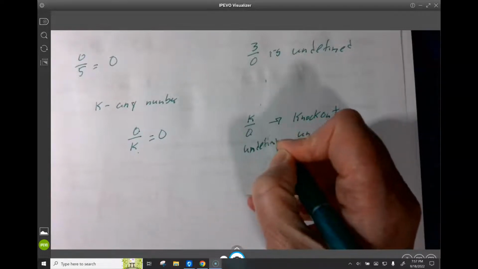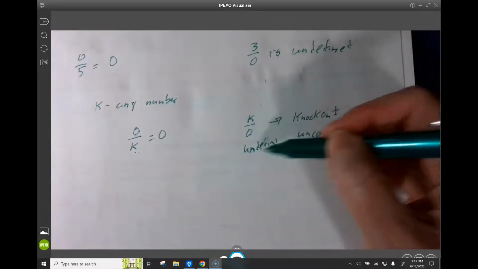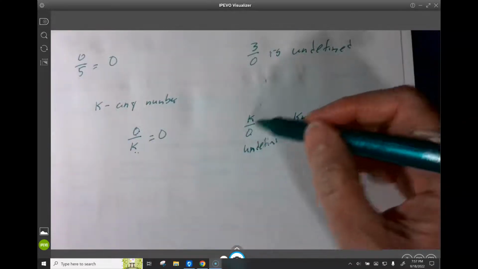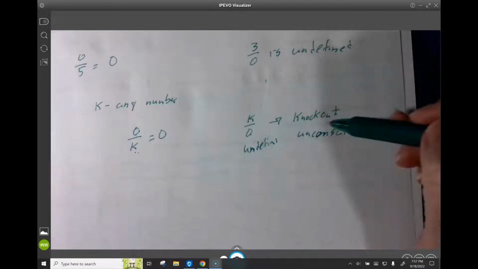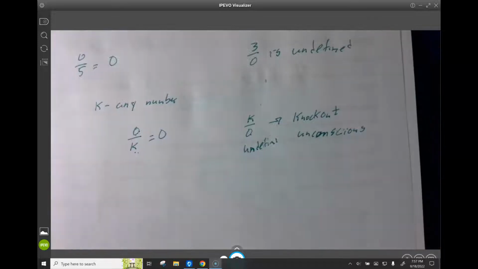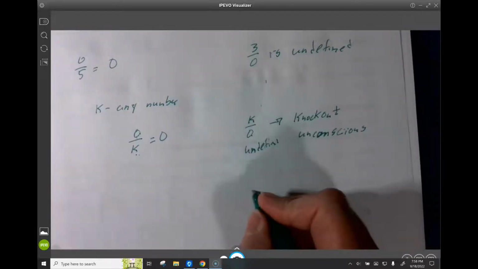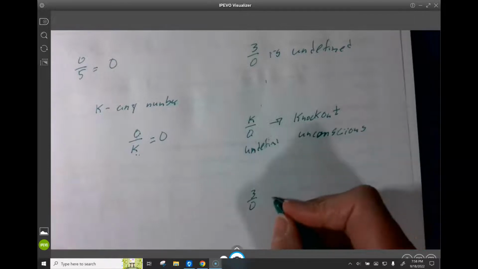So, how I remember it is this is okay, because 0 over number is okay. K over 0 is undefined. And how you remember it is think of a KO, a knockout in boxing. Not that I'm promoting boxing, I actually don't like boxing. Anyway, okay. Now the other thing I want you to realize is, remember when we had 3 over 0, it was a vertical line.